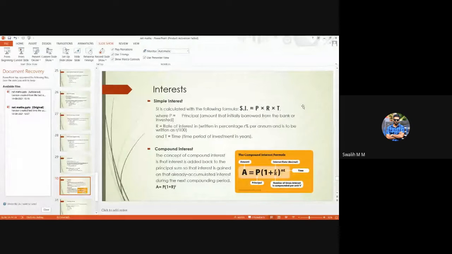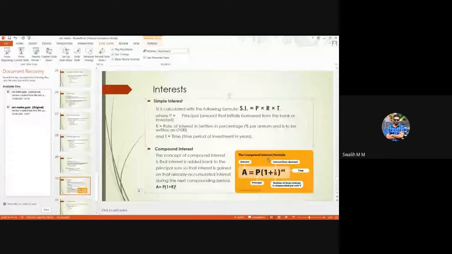The principal plus interest of this year would become the total principal of next year. So there would be a different formula. You probably won't get a question on this, but I'm teaching you this as well. Generally, the formula is principal into 1 plus r raised to t. That is the compound interest formula.